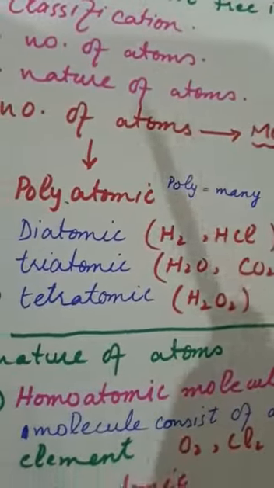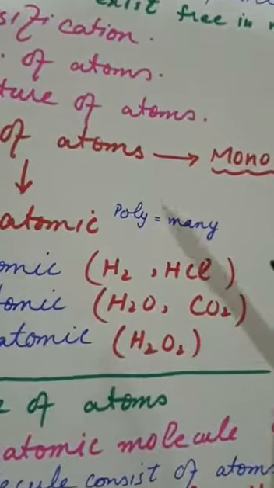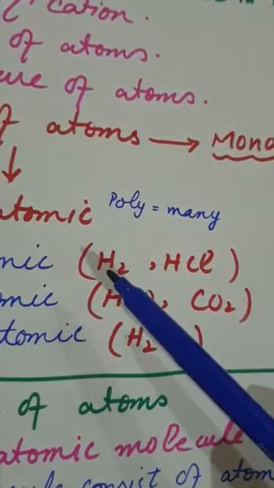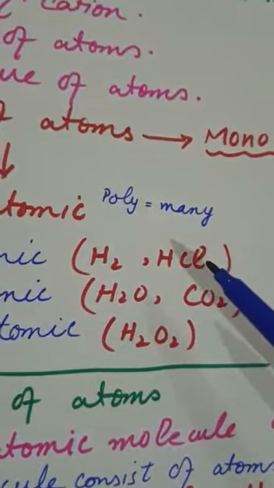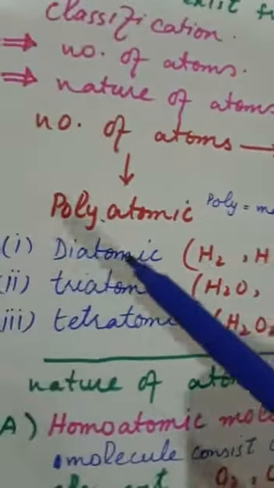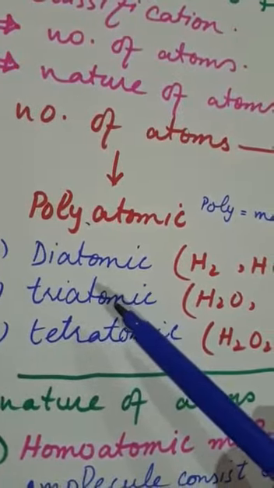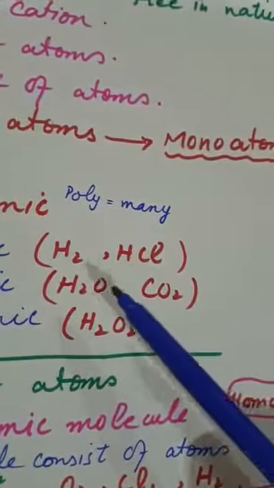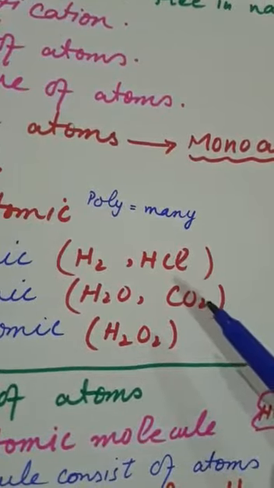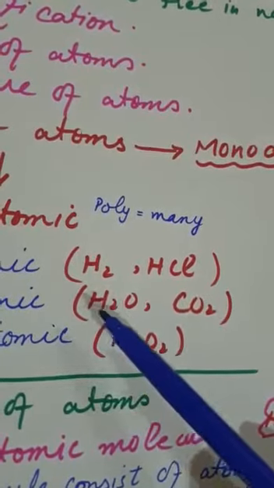The diatomic molecules are the molecules which consist of only two atoms, and as examples you can see the hydrogen molecule, which consists of two hydrogen atoms, and the molecule of HCl, which consists of two atoms, hydrogen and chlorine. Similarly, what are triatomic molecules? The molecules which consist of three atoms. Examples are water, whose chemical formula is H2O, and the second example is carbon dioxide. Now in this case you can count the number of atoms.